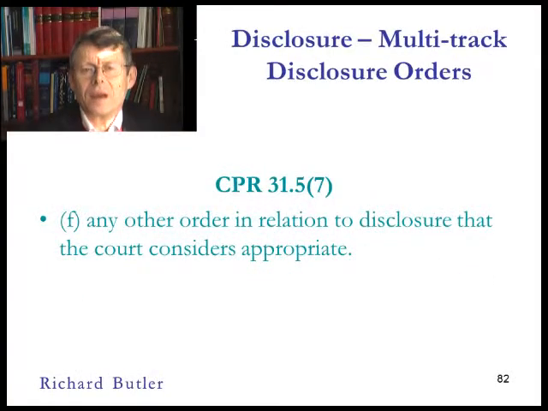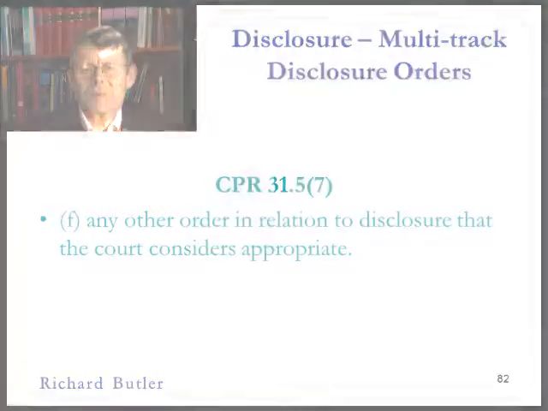F. Any other order in relation to disclosure that the court considers appropriate. Now, this final category of disclosure seems to offer scope for tailor-made disclosure orders and creativity. No doubt, in practice, attempts will be made to use it as a backdoor route for obtaining disclosure orders which are covered by more specific rules with more restrictive criteria, maybe experts on privileged instructions. But it can be expected that such attempts will be unsuccessful.